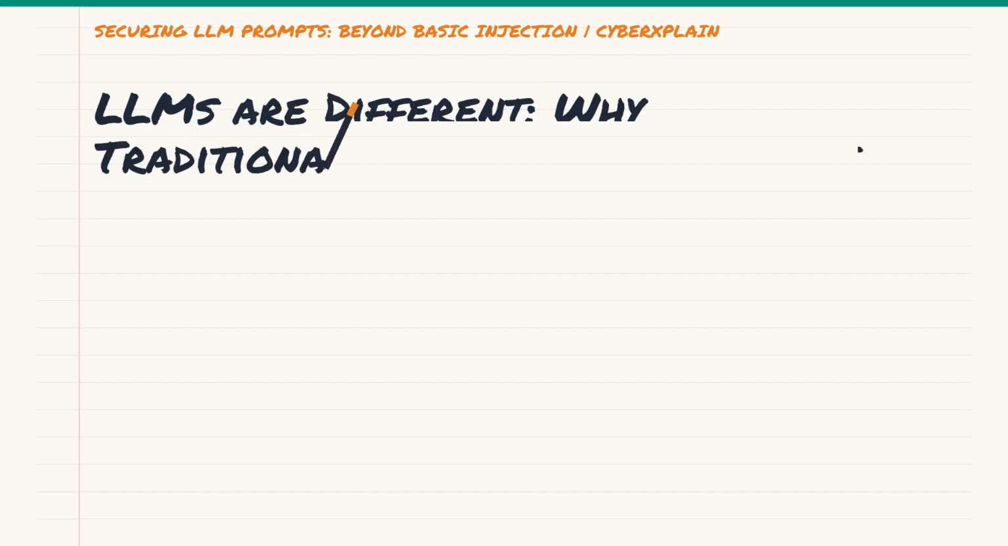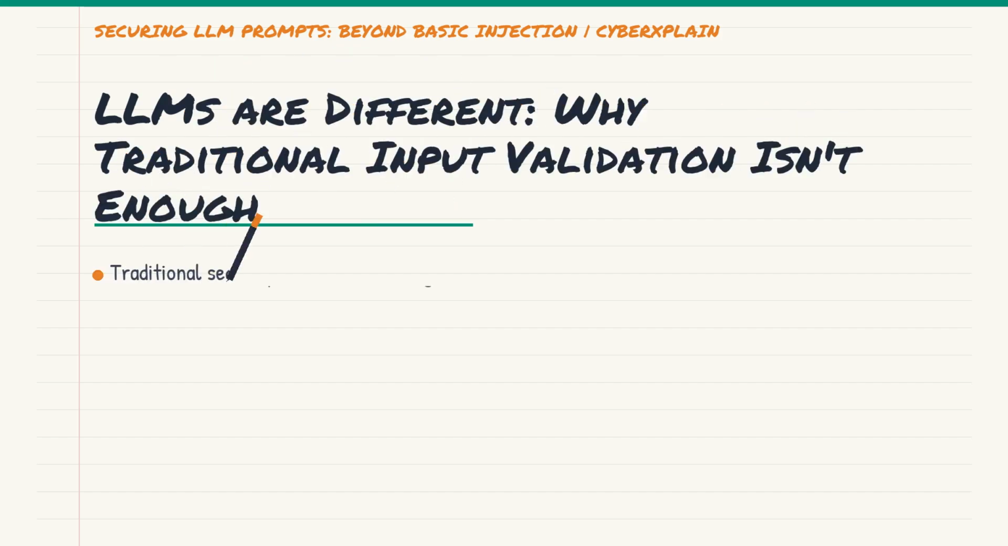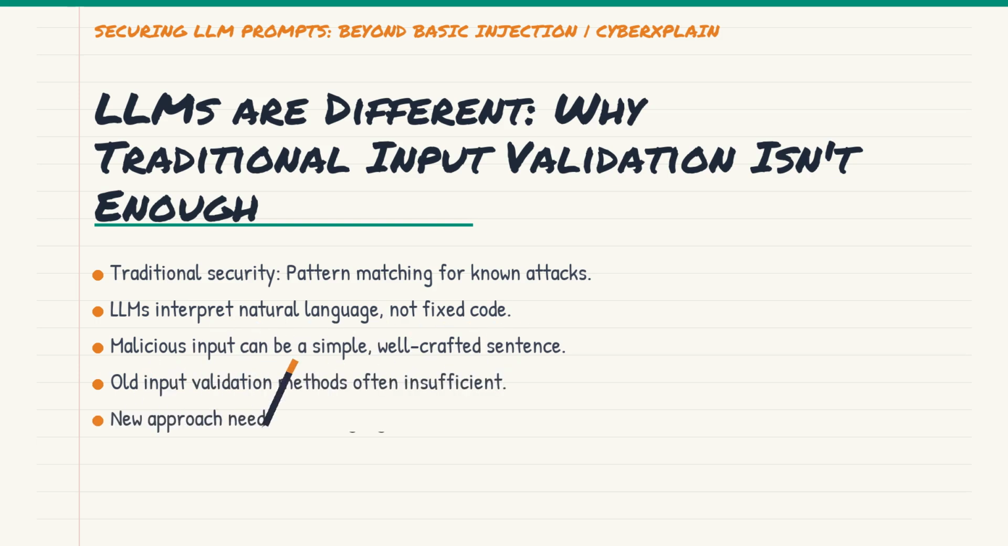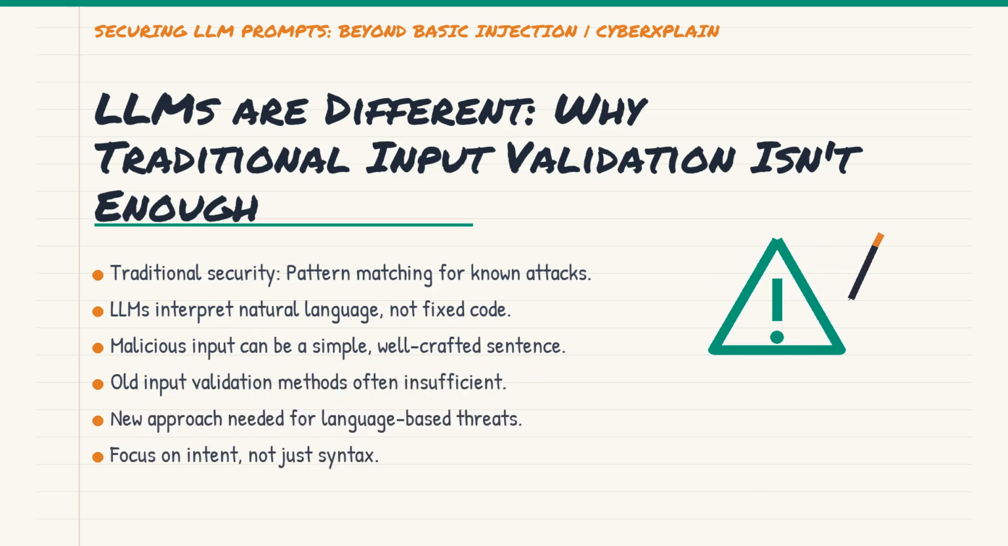When we build traditional web apps, we're really good at input validation, right? We check for SQL injection, cross-site scripting, all the usual suspects. But LLMs change the game entirely. They're designed to interpret natural language, not just parse fixed commands. This means a malicious input might not look like code at all, it might just be a cleverly worded sentence. Our old security models, which rely on rigid pattern matching, often fall short against the nuanced and dynamic nature of language models. We need a new approach, one that understands intent.